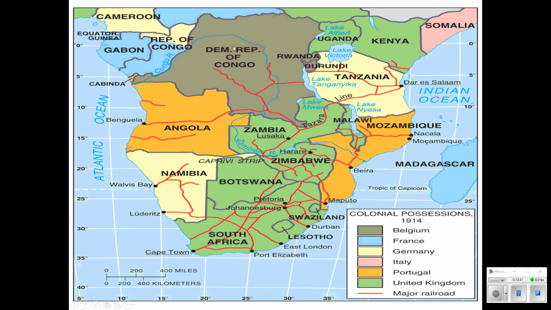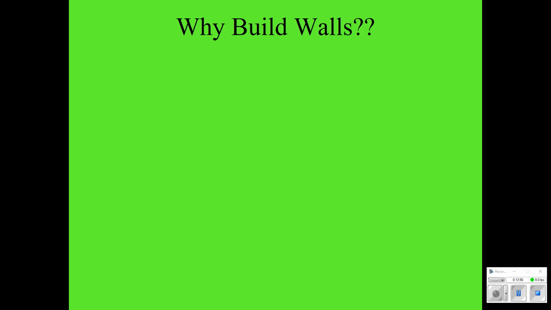Notice the railroads. Everything in Africa was designed to go out. This is one of the big economic handicaps that Africa still has today. African infrastructure was not built for making Africa richer. African infrastructure was built to make Europeans richer.